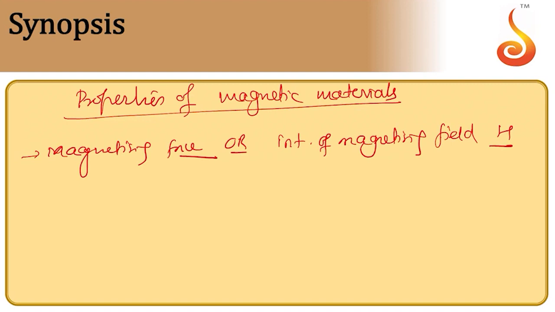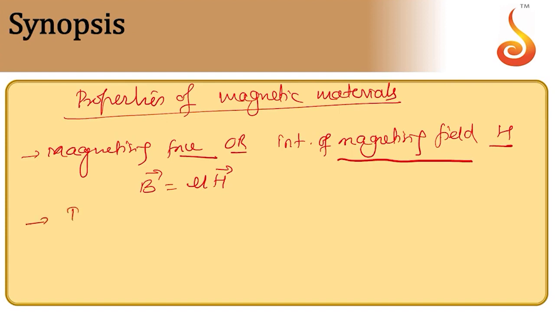So, as the name suggests, it is the intensity of the magnetizing field. The direction of H is same as the direction of B, and this is defined as B is equal to mu into H, where mu is a constant known as magnetic permeability. This is known as magnetic permeability.